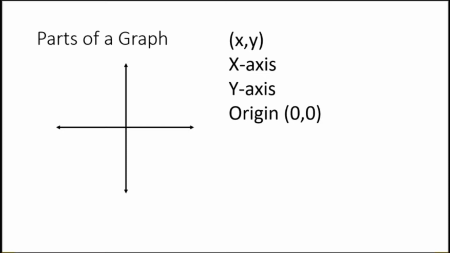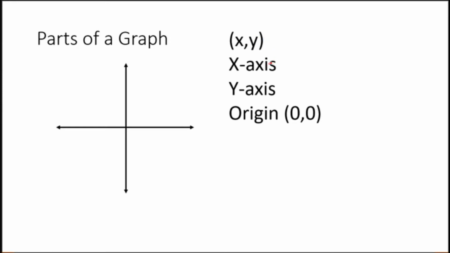Okay, so before we actually graph points, I want to go over parts of a graph that we should know before we go graphing points. So up here we have a point. This is just any general point. X represents a number and Y represents a number. But the X is how far away from the origin that we go in the horizontal direction, and Y represents the distance away from the origin in the vertical direction. We'll go over what the origin means later.